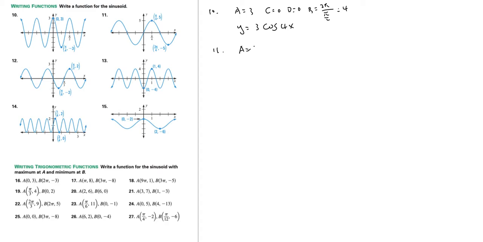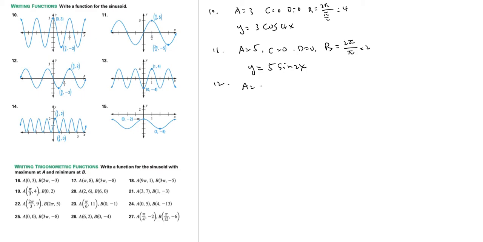That's it. So question 11. Now A is going to be equal to 5, and C, if we use sine, equals 0, and D is not going anywhere. Then B is going to be equal to 2 pi over the period, which is pi, because we have 4 pi and then 4 of them, so B equals 2. Since we use sine, it's going to be 5 sine 2x.